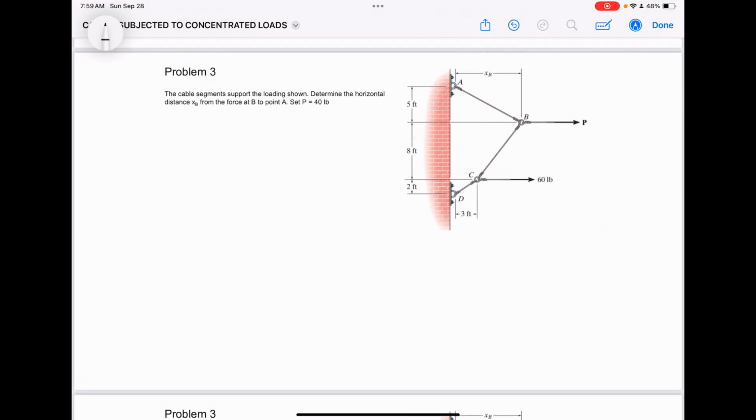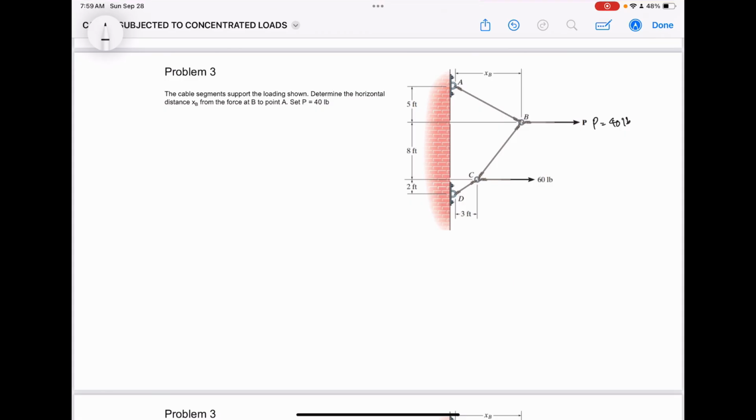So problem 3. The cable segments support the loading shown. Determine the horizontal distance x sub B from the force at B to point A. That set P equals 0. Set P equals 40 pounds. So, same problem kanina pero opposite ang given. So, this time meron na tayong P is equal to 40 pounds while XB is the one that is unknown.